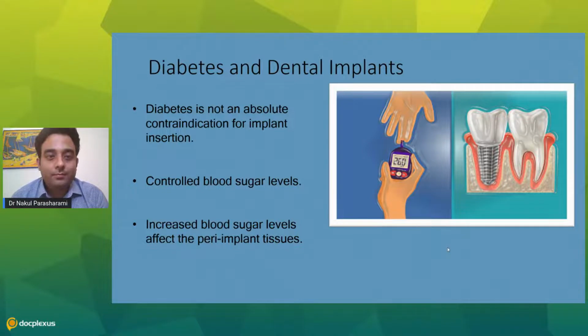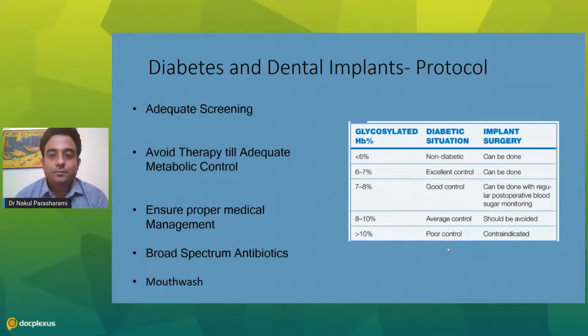Next slide, please. So, what protocol to follow when a patient with diabetes comes for implant surgery? Adequate screening has to be done. A comprehensive health history has to be taken, and if the patient gives a history of diabetes, additional information should be gathered about the current treatment regimens that he is undergoing.